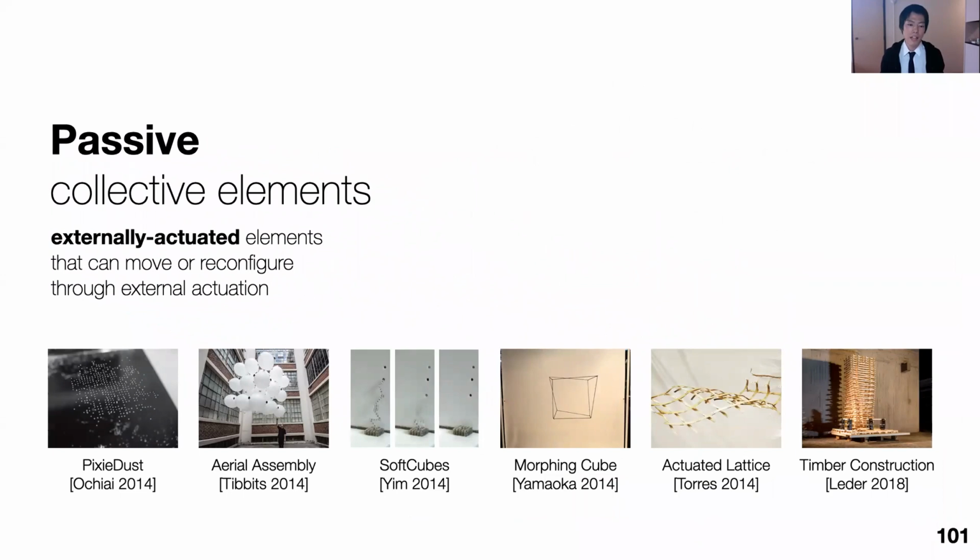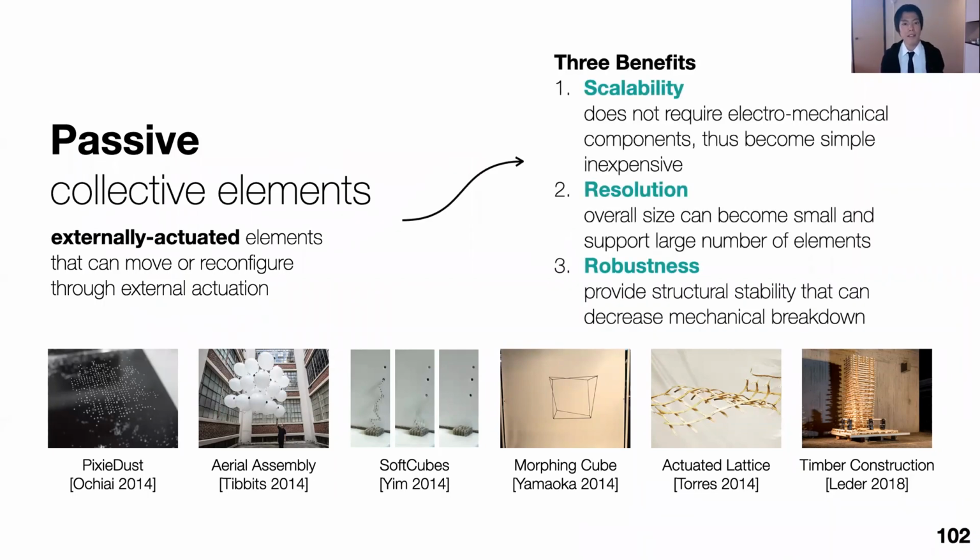Passive collective elements have also been used in the literature, such as physicalized area assembly or soft cubes, because they have unique benefits compared to active elements. First, they are scalable because they don't require complex, extensive electromechanical components. They can also support higher resolution because the overall size can be small and they can support a large number of elements. And they could provide robustness for the structure because there is no mechanical breakdown of the actuation.